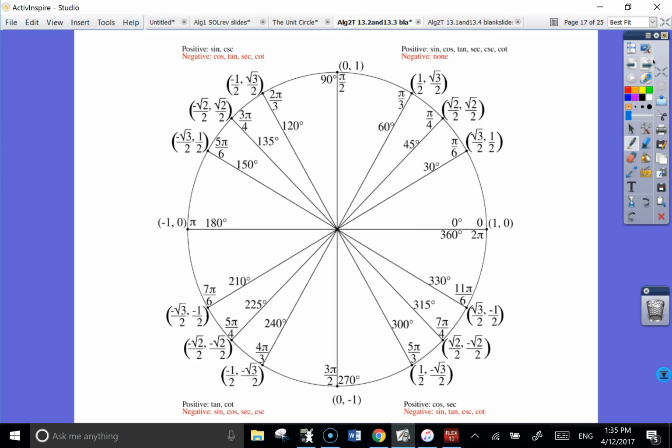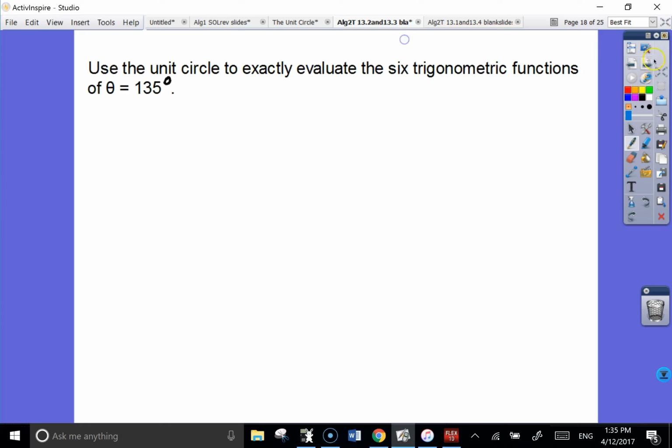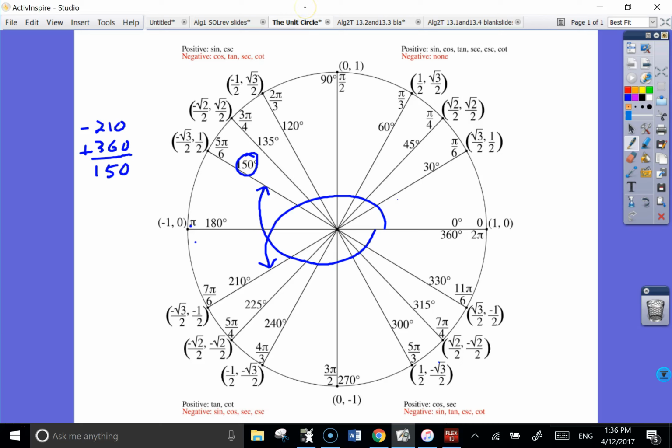Okay. So you should have that now, right? You wrote it all out. So use the unit circle to exactly evaluate the 6 trig functions for theta equals 135. Okay. So when I do these kinds of problems, the first thing I'm going to do is go to the unit circle. Let me erase my writing from before.